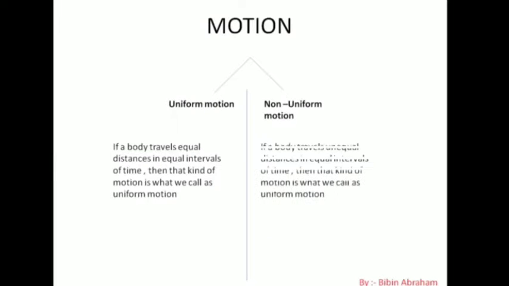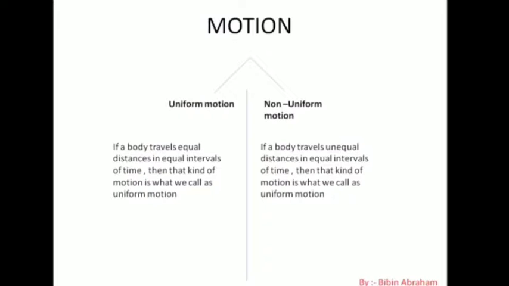Non-uniform motion is the normal motion that we travel. See, let's imagine you are riding your bicycle. In traffic you have to slow down, you have to stop, right? And then when the traffic is okay, you have to move, right? So if a body travels unequal distances, let's say for your first 2 seconds you travel 1 meter, for your next 2 seconds you travel 3 meters, this kind of motion, with unequal distances in equal intervals of time, is what you call non-uniform motion.